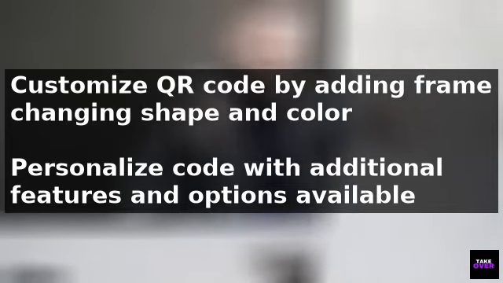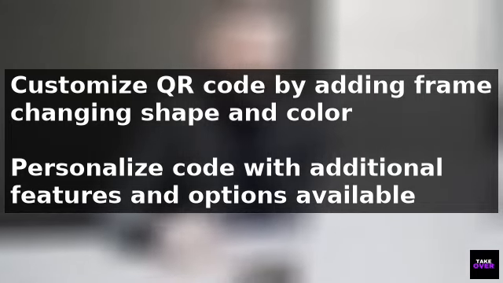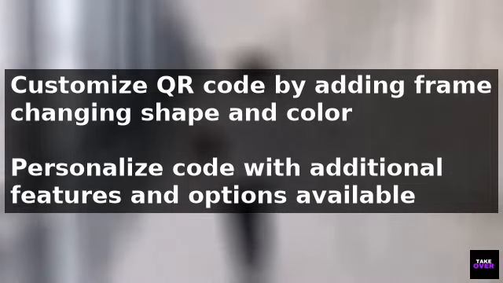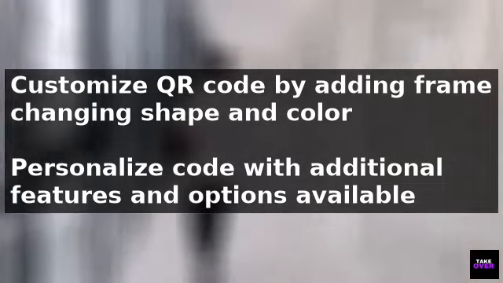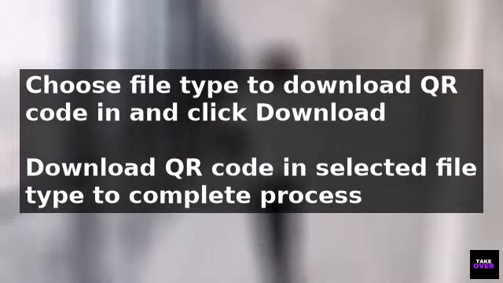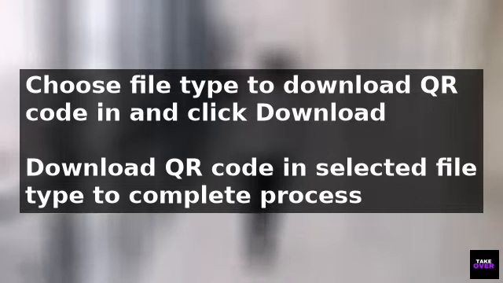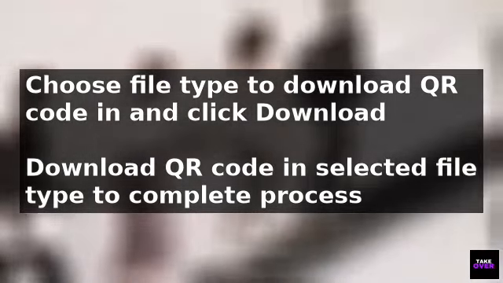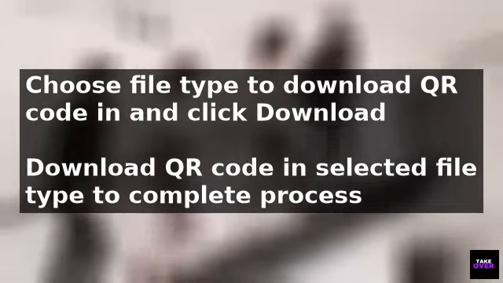Next, click Customize QR Code to personalize your code by adding a frame, changing its shape and color, and more. Once you're satisfied with the design, choose the file type you want to download the QR code in, located beneath the code, and click Download QR Code.